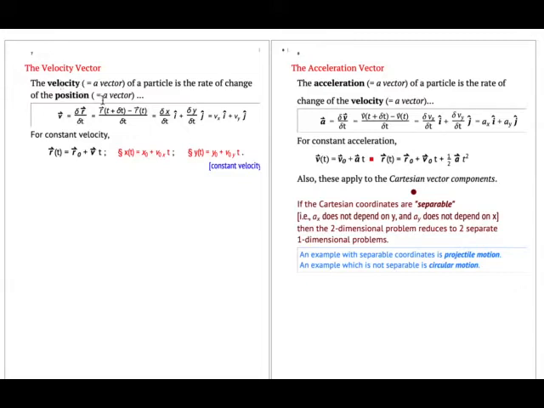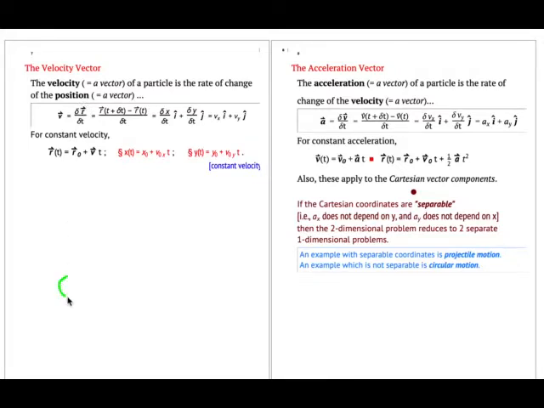Now, position is a vector, so velocity will also be a vector. It won't be in the same direction as the position vector. It'll be in some direction. In terms of equations, the velocity vector, and I indicate that it's a vector by putting an arrow over the symbol, is the rate of change of the position vector, r.